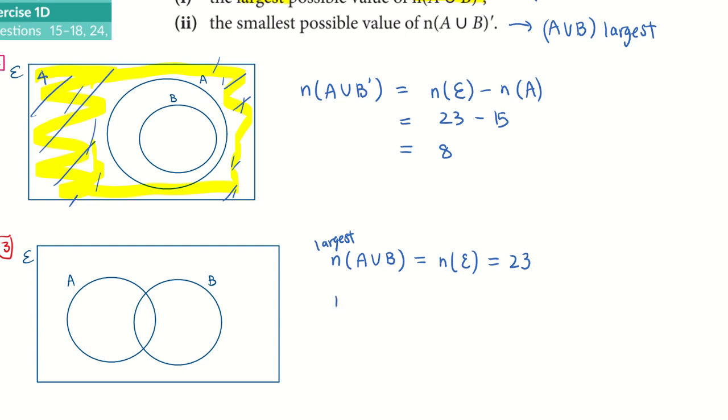So, hence, (A union B) prime is what? 0. Because I take this minus A union B. 23 minus 23 is 0.